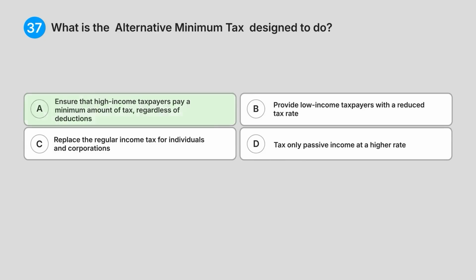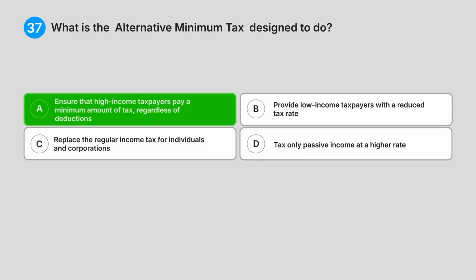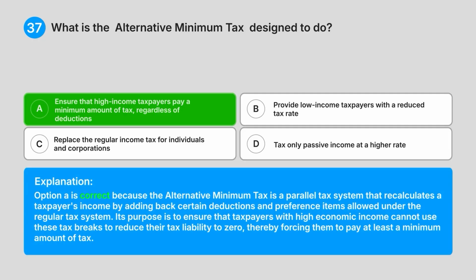Correct answer, A. Ensure that high-income taxpayers pay a minimum amount of tax, regardless of deductions. Explanation. Option A is correct because the alternative minimum tax is a parallel tax system that recalculates a taxpayer's income by adding back certain deductions and preference items allowed under the regular tax system. Its purpose is to ensure that taxpayers with high economic income cannot use these tax breaks to reduce their tax liability to zero, thereby forcing them to pay at least a minimum amount of tax.